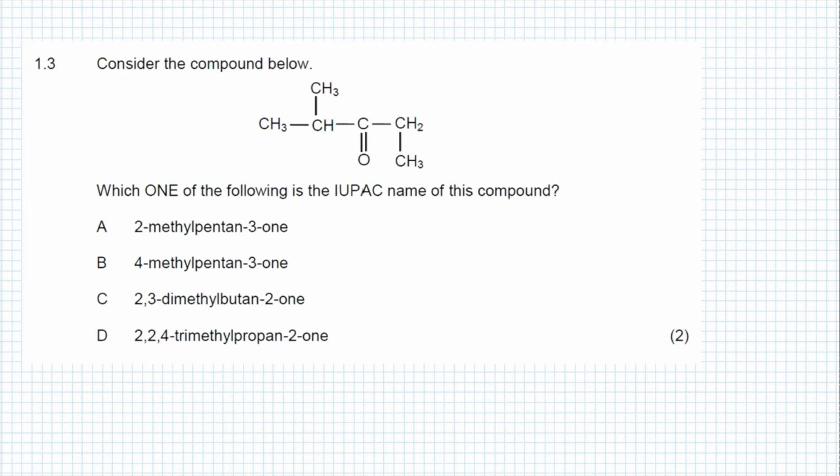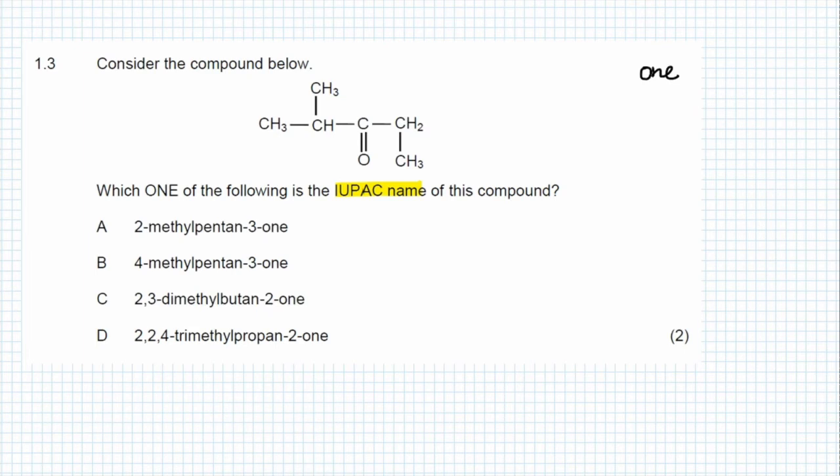Question number 1.3 says, consider the compound below. Which one of the following is the IUPAC name of this compound? Now, before we confuse ourselves by looking at the answers, how about we go and name this compound? Firstly, we see that this is the functional group. It is the carbonyl that exists between 2 carbon atoms, and therefore this compound is a ketone. The name of a ketone ends with the word -one.